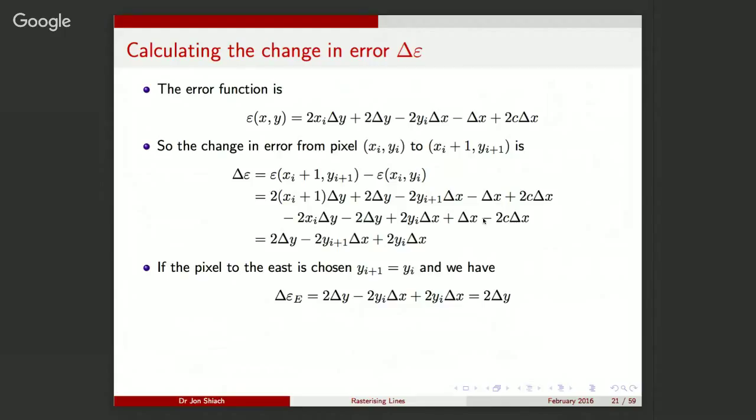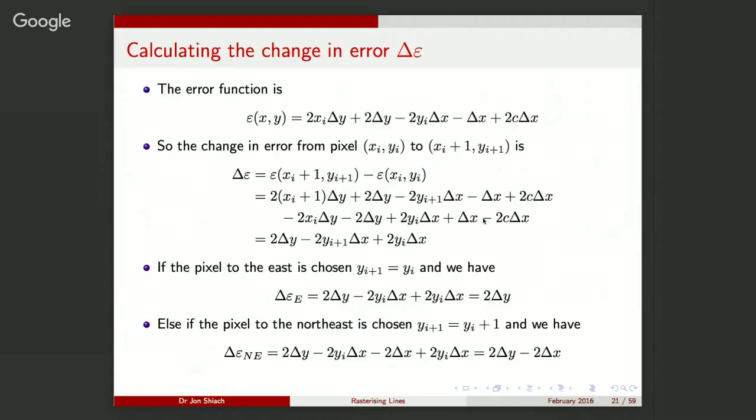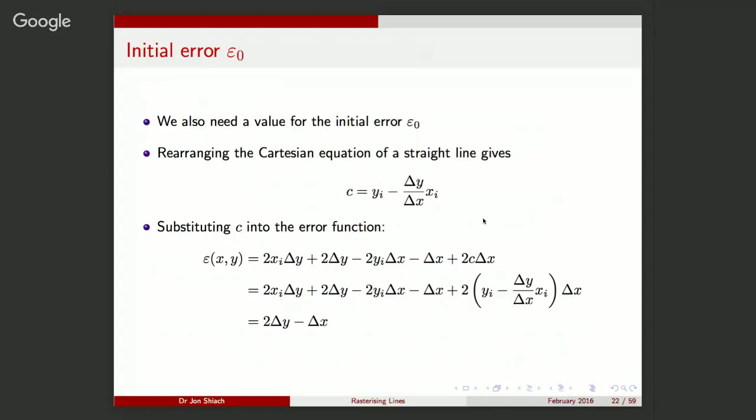What if we'd chosen to go to the northeast pixel? What if the error was positive? If the error was positive, our next y coordinate is going to be the current one plus 1, because we stepped up. So we replace the yi plus 1 here with yi plus 1. If we substitute it in and simplify, we get 2 delta y minus 2 delta x. Notice that the changes in error are constant. Delta y and delta x are the same all across the line. So these two changes in error can be calculated at the beginning. So we know by how much we need to change our error.